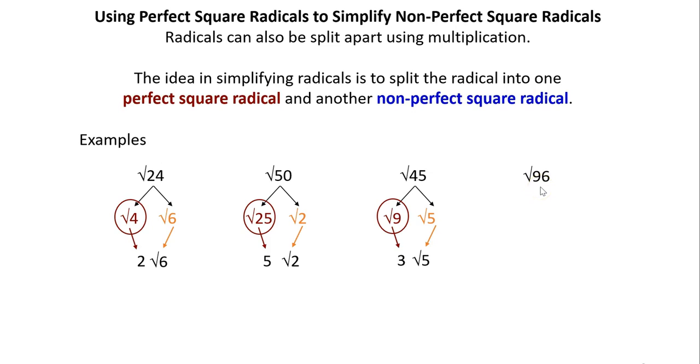Square root of 96. This one's a little bit tougher here. So you've got to be fairly good with multiplication, or you get out a calculator. You say, does 4 go into 96? Actually, it does. But is there anything bigger? Does 9 go into 96? No. Does 16 go into 96? Yes, it does. So this is actually root 16 times root 6. The 16 will simplify to 4, and the root 6 goes back in.